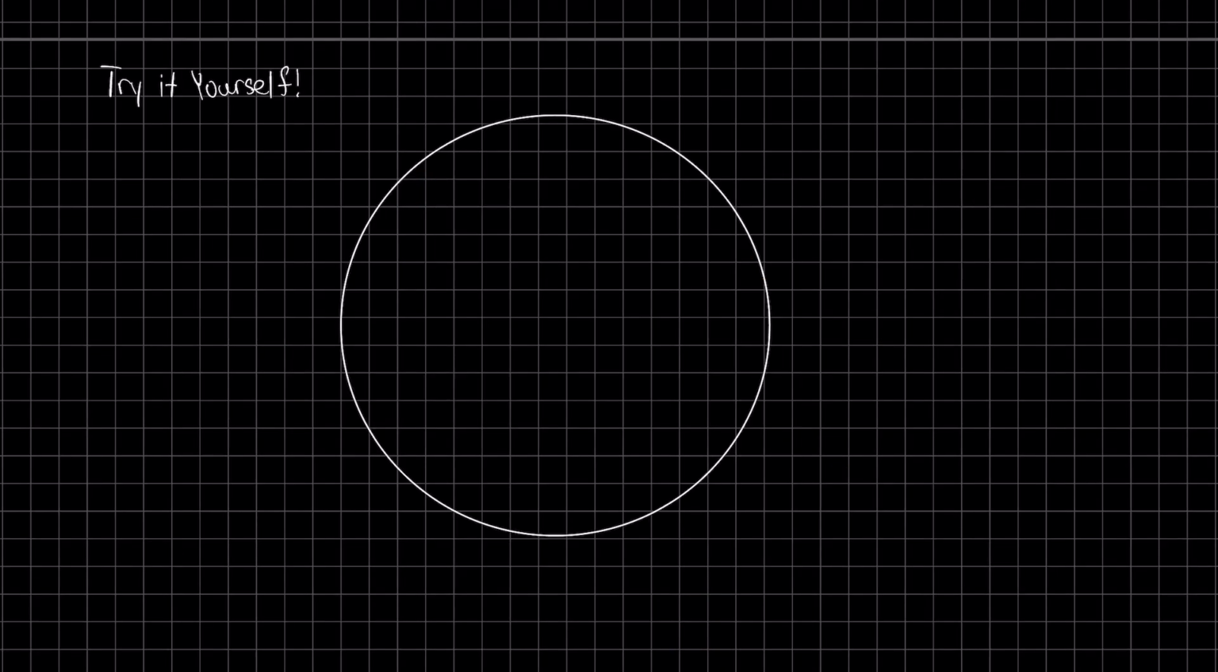Lastly, let's end with a try it yourself problem. So here we have a circle, and here we have several points on that circle. I'm going to call this point 1, point 2, point 3, and point 4. The question for you is, at which point would an object experience a downward acceleration?